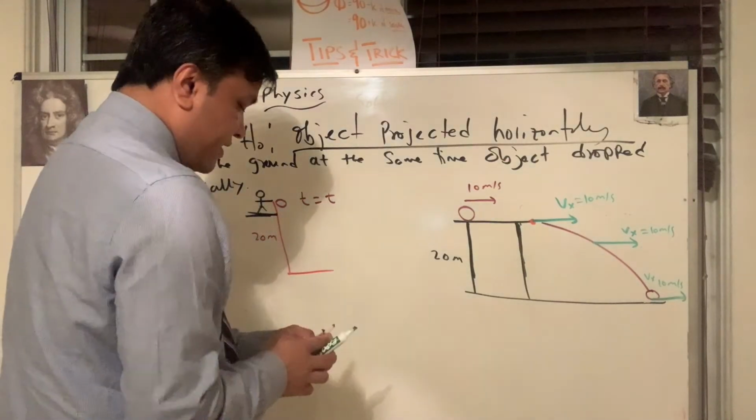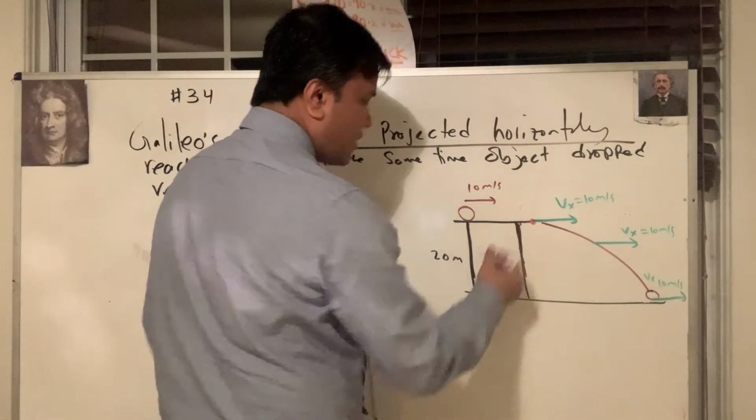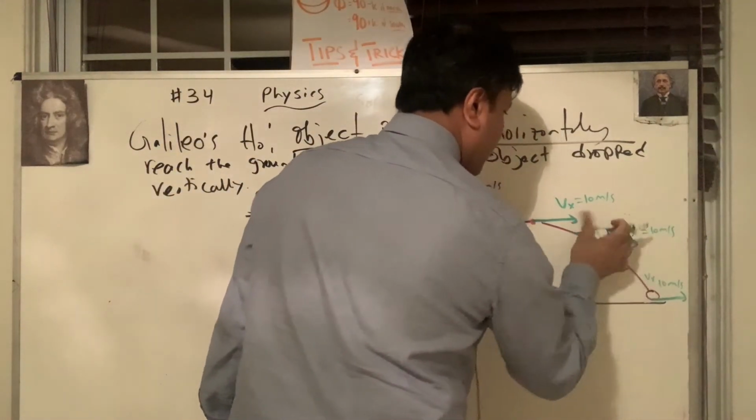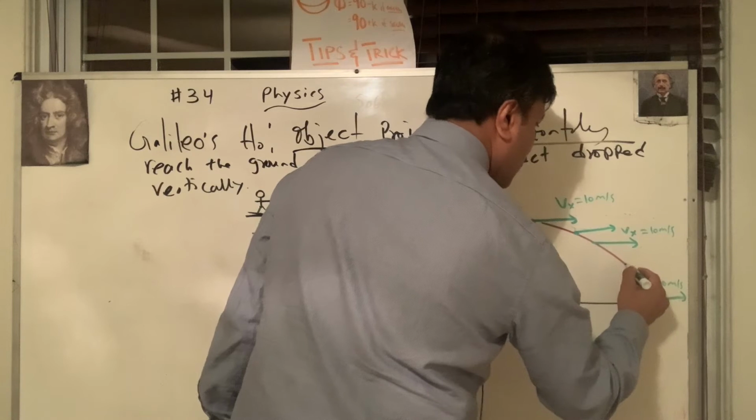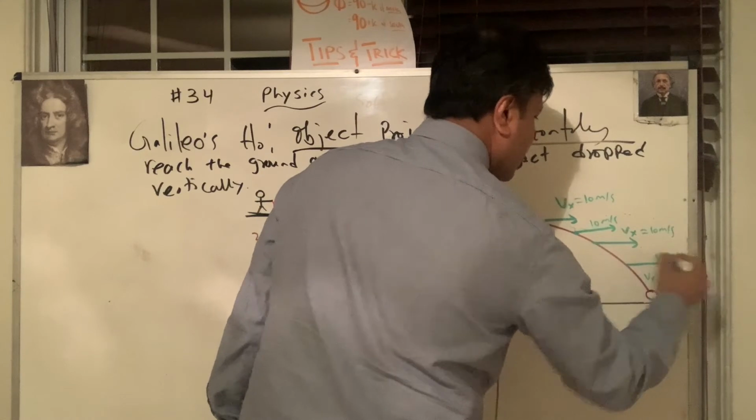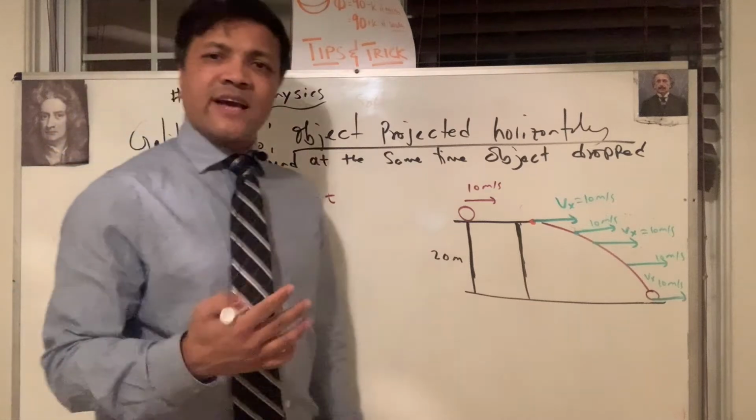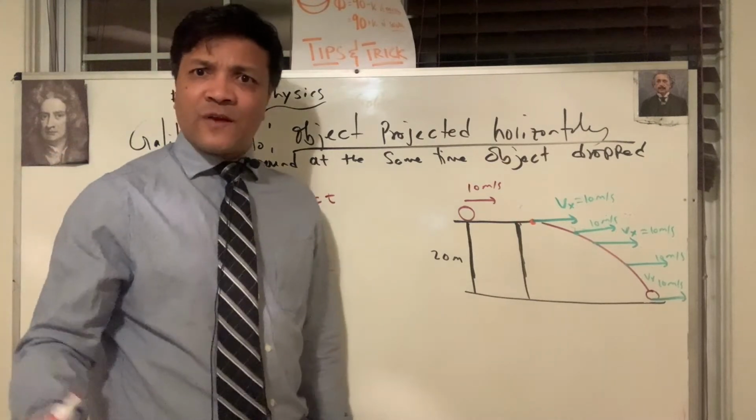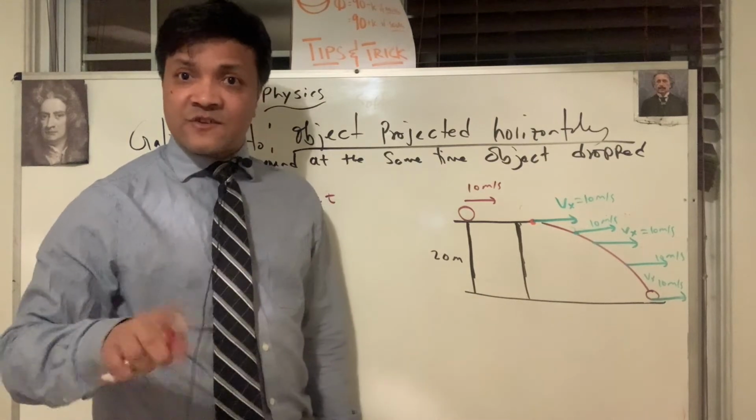Alright, what happens in the y direction? Let's take a look. I'm going to put more arrows, because I need them. Even if I put more arrows, they're all going to be the same, 10 meters per second. Now I'm going to use red. The green is the x component of the velocity, which is constant at 10 meters per second because acceleration due to gravity in the x direction is 0. It's not going to change.